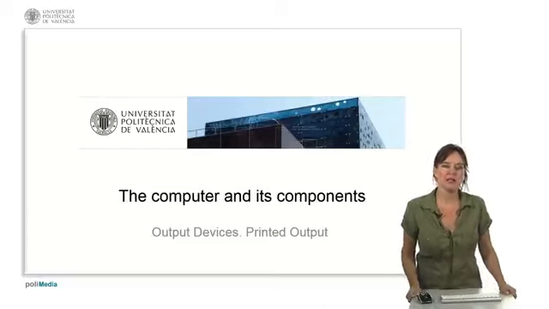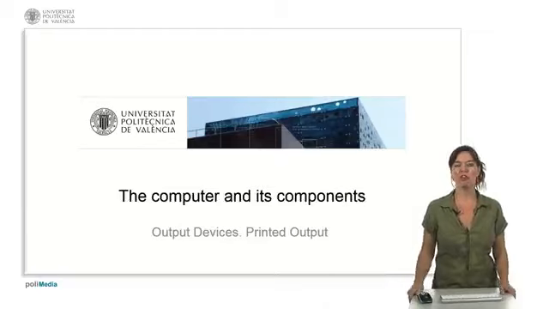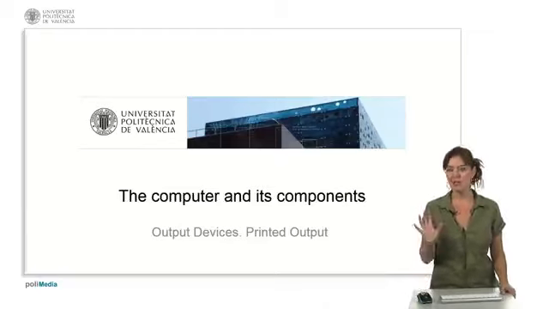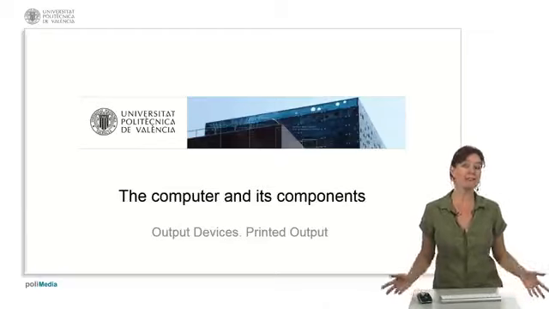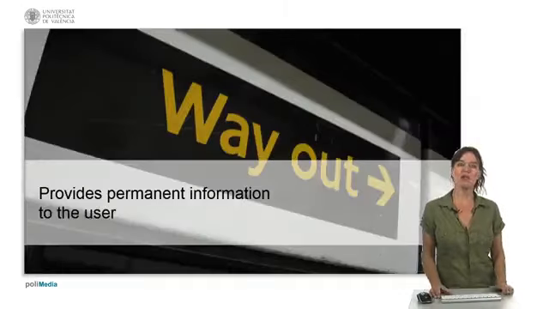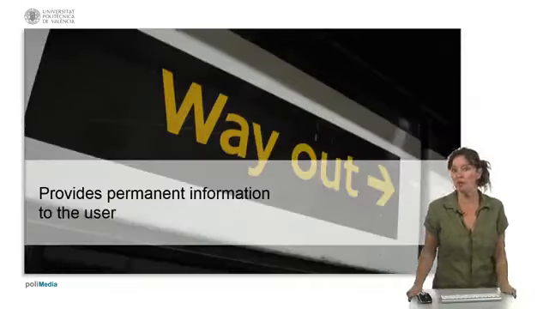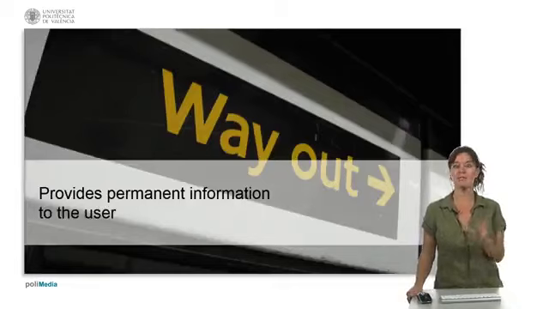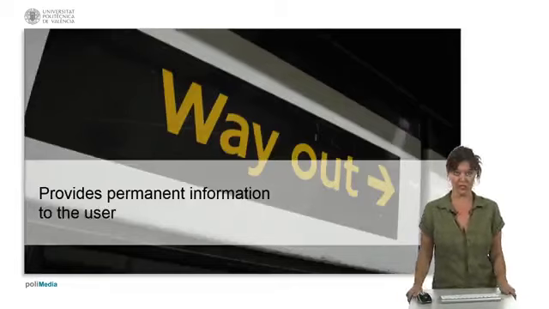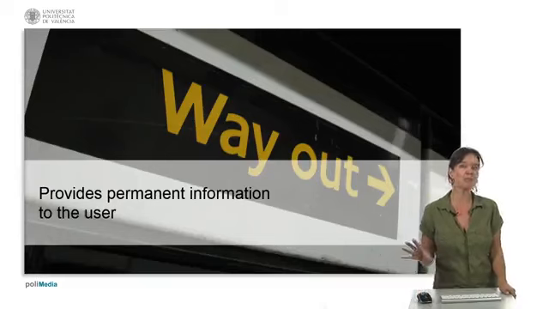We're going to look at the printer as an output device of our computer and see some technologies that we use to print data. So printers are output devices of the computer that print data on paper or other materials that are a result of some process. And so it provides permanent information to the user.